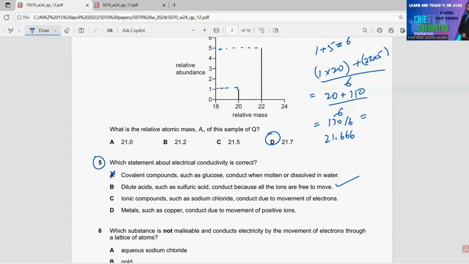Ionic compounds such as sodium chloride conduct due to movement of electrons. This is incorrect. In ionic compounds, the conduction of electricity is due to the movement of ions, not electrons. So this is incorrect. What about D?